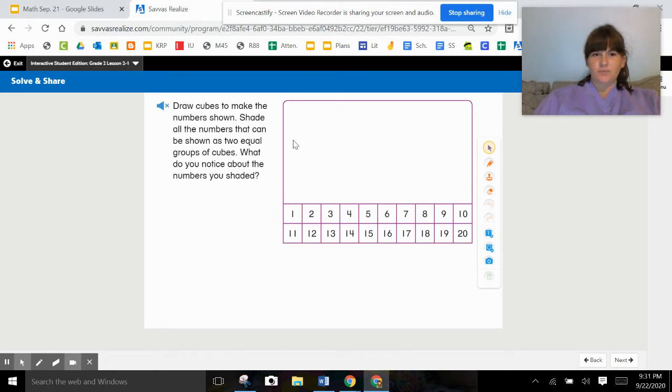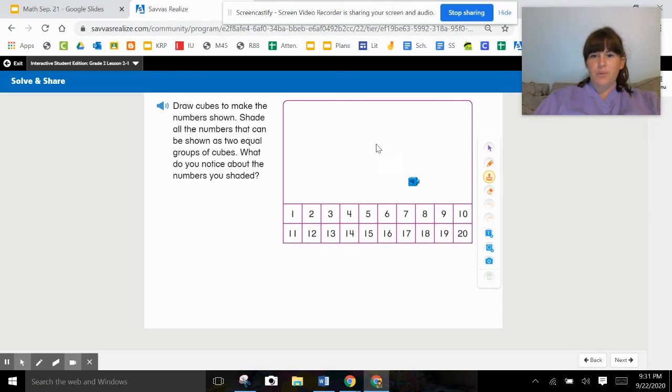Draw cubes to make the numbers shown. Shade all the numbers that can be shown as 2 equal groups of cubes. What do you notice about the numbers you shaded? So it wants us to make each one of these with cubes, and if you've been working in your virtual tools, you know that we actually have connecting cubes as one of our virtual tools.